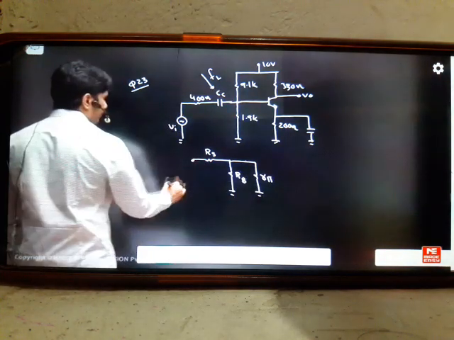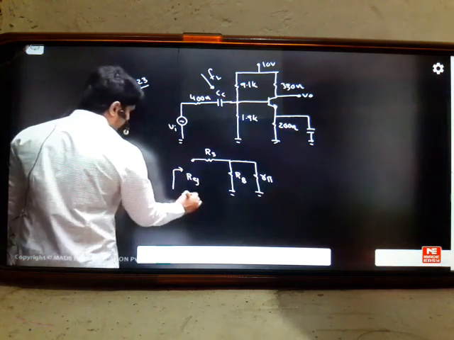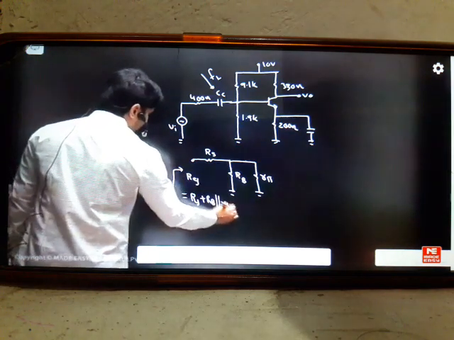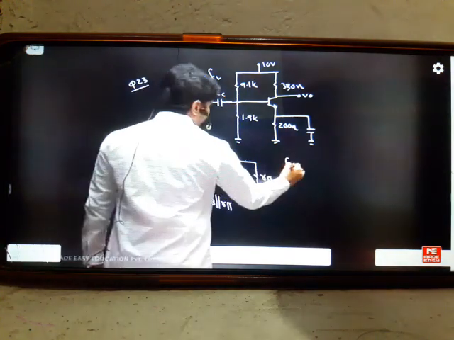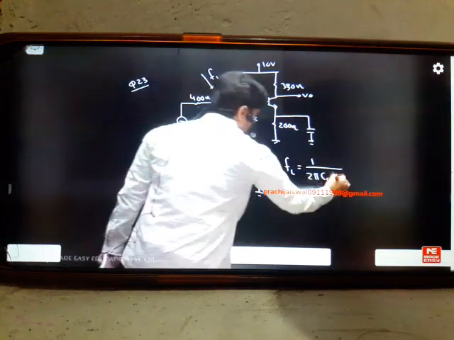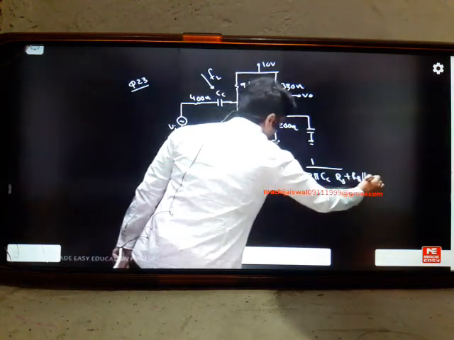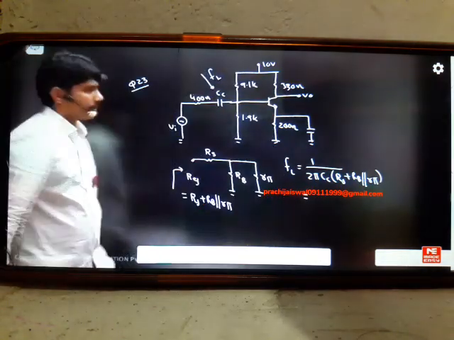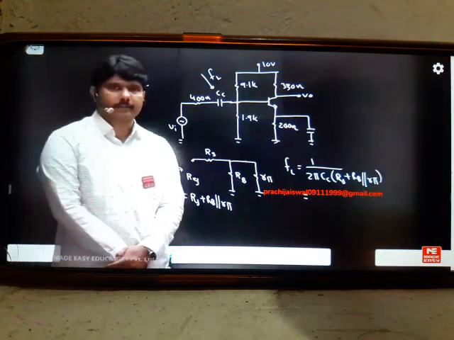Okay? If I solve from here, R equivalent, we'll get it as RS plus RP parallel to RPi. This is R equivalent. So the formula will be FL is equal to 1 by 2 pi Cc, that is your input capacitance, into R equivalent, which is RS plus RP parallel to RPi. The complete data he has given in the problem. You have to just solve the answer. Okay? This is about the input frequency, FL, how to solve.